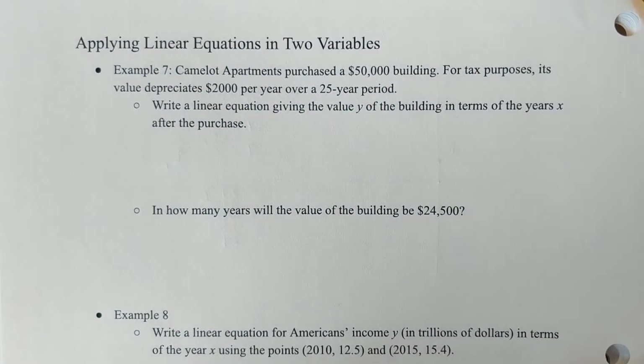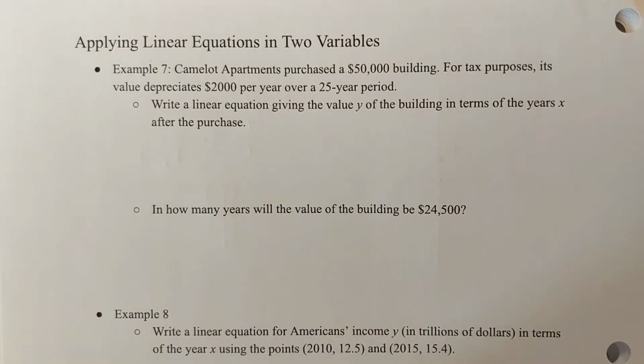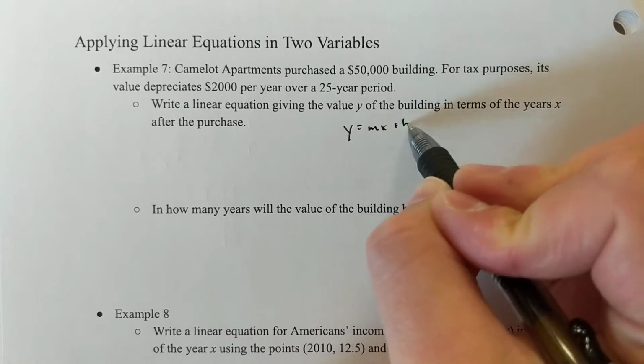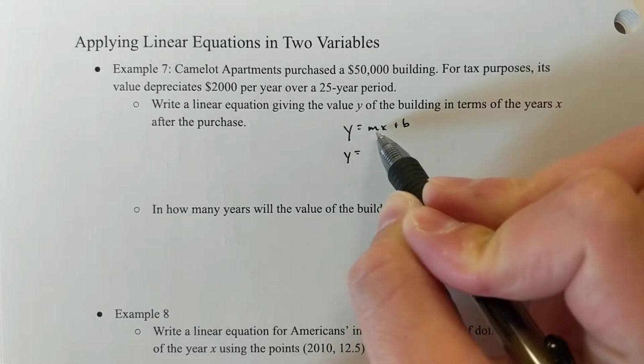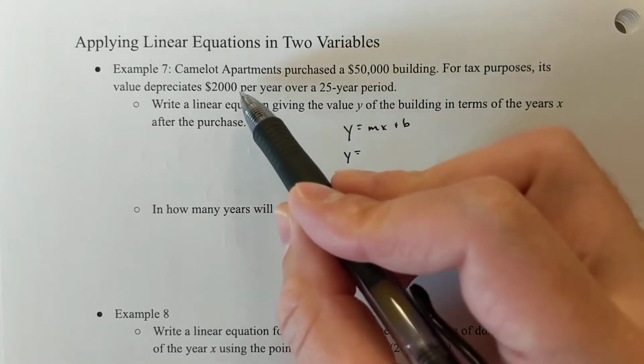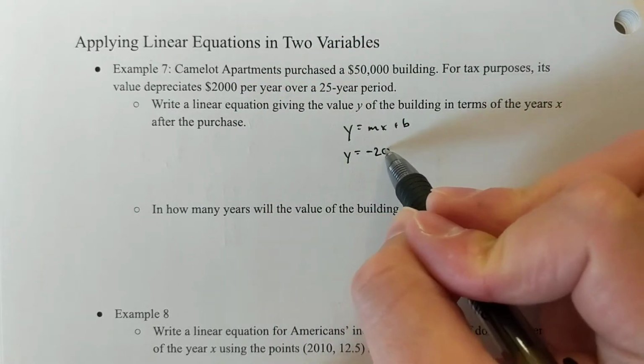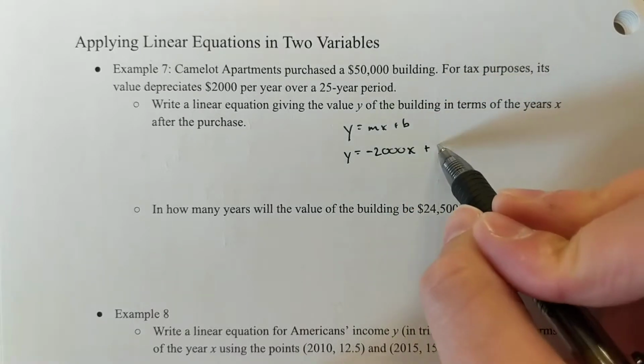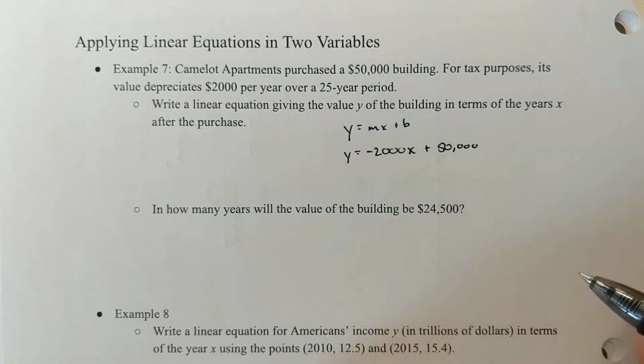All right. So here we have example 7. Camelot Apartments purchased a $50,000 building. For tax purposes, its value depreciates $2,000 per year over a 25-year period. Write a linear equation giving the value y of the building in terms of the years x. So y equals mx plus b is my form. m is the slope, it's how the value changes. Since it is depreciating, that means it's going down $2,000 a year. And b is the starting value, so 50,000.